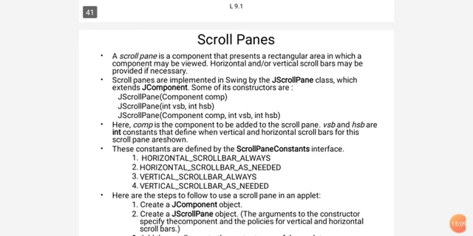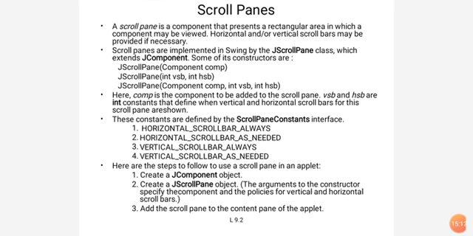This is also one type of component. Next we are going for the scroll panes. A scroll pane is a component that represents a rectangular area in which a component may be viewed. Horizontal or vertical scroll bars may be provided if necessary. So whenever you are reading contents or PDF files of more than one page, scroll panes automatically display. If it is more than A4 size, then both horizontal and vertical scroll panes are displayed. To create that type of component, we use the scroll pane component.